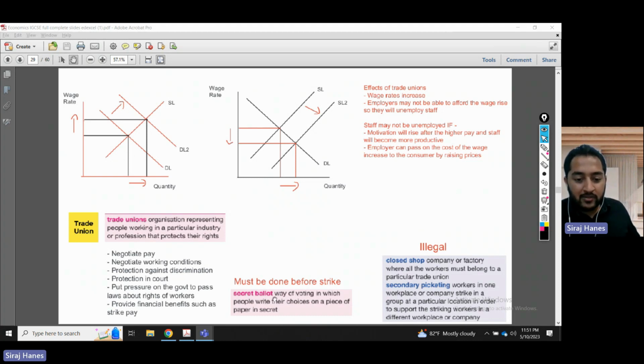Before you can go on strike, you must have a secret ballot. This is a way of voting in which people write their choices on a piece of paper in secret and they say yes or no whether they should go on strike or not.